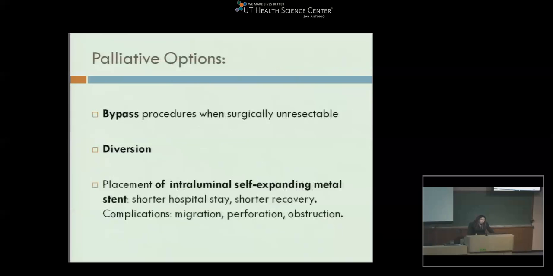Palliative options are also considered. One of them includes bypass procedures when the primary is surgically unresectable and they are obstructed. You can also divert them, which is somewhat less invasive. And, of course, the placement of intraluminal self-expanding metal stents. This is becoming more of an option now because the patients have a shorter hospital stay, it's significantly less invasive, they have a very short recovery, so you can start chemotherapy earlier. However, of course, like everything, they also have complications, which include stent migration, perforation, or even obstruction.